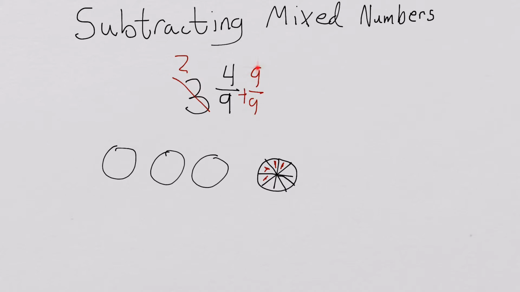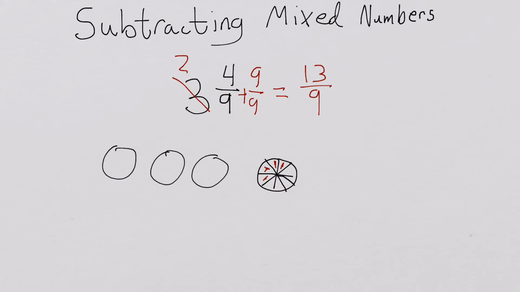9 ninths is the 1 whole I took away from the 3. So if I did that, this becomes 13 ninths. All I really did was add the denominator to the numerator after I took 1 away, and it ended up with an improper fraction. That'll happen every single time, and it's necessary so that we can subtract. So let's see this in action.